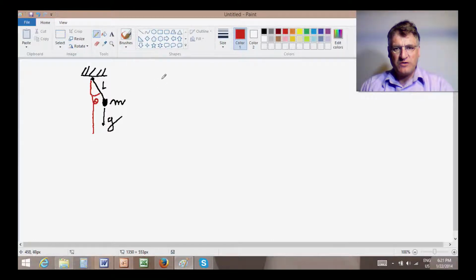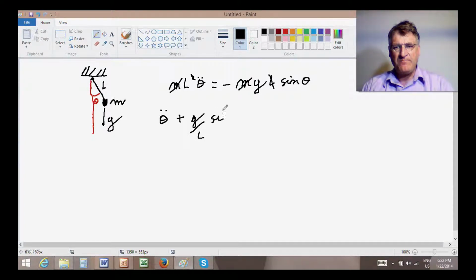The equation of motion of this system is m L squared theta double dot is equal to minus m g L times sine theta. We simplify the expression, crossing out all the redundant terms to obtain theta double dot plus g over L times sine theta is equal to 0.